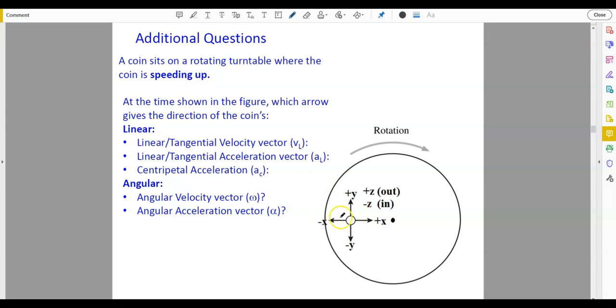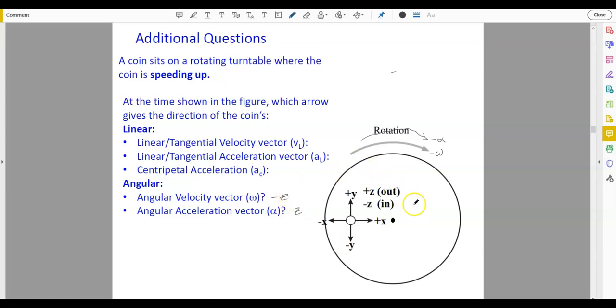So go ahead and pause the video and try this one out. Okay. Well, its angular velocity vector is going to be negative. Okay, so that's going to be in the negative z direction. And if it's speeding up, that means its acceleration vector is also going to be in line with the angular velocity vector. So that is going to be negative z as well.